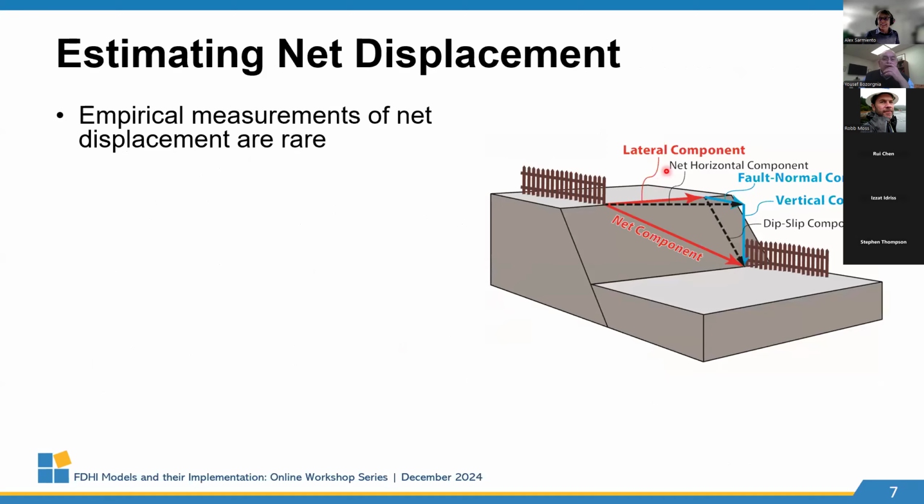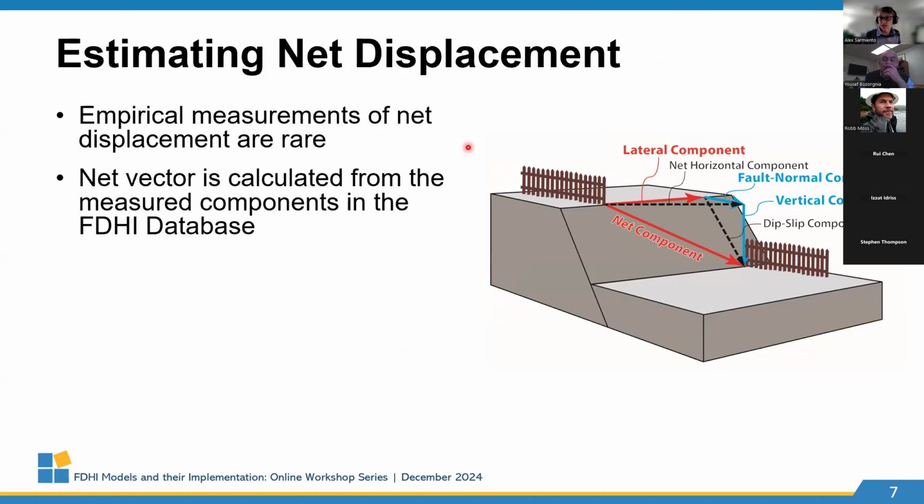We also provide estimates for net displacement for all of the measurement sites in the database. I say estimate because net displacement usually isn't measured, and so there are some limitations with these estimates. The net displacement, when it's not provided, we calculate it from the components that are measured at the site.